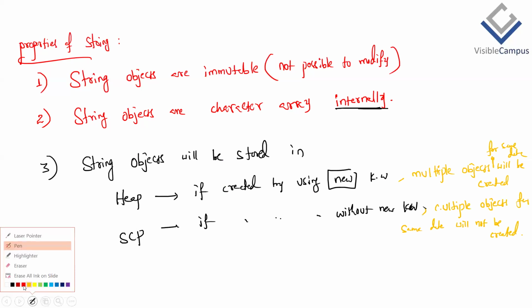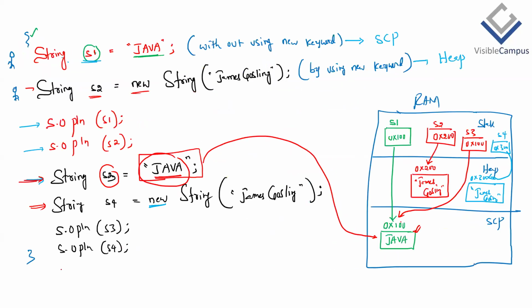Then if I ask a question, for that I'm going back. Here I'll write one more thing: string S5 equals Java. Will a new object of Java be created or not? No. Why? Because it's already there in the SCP.